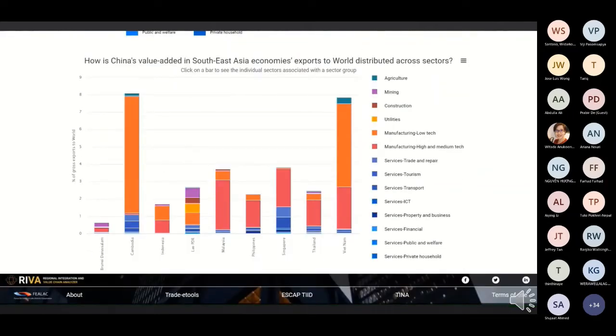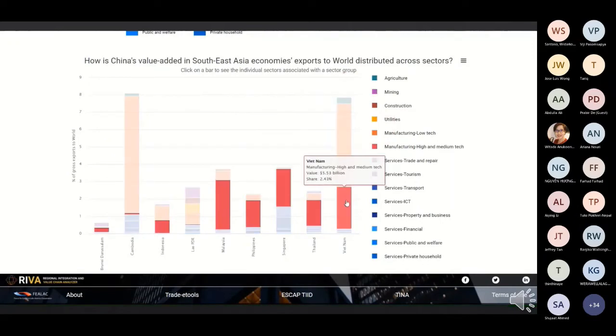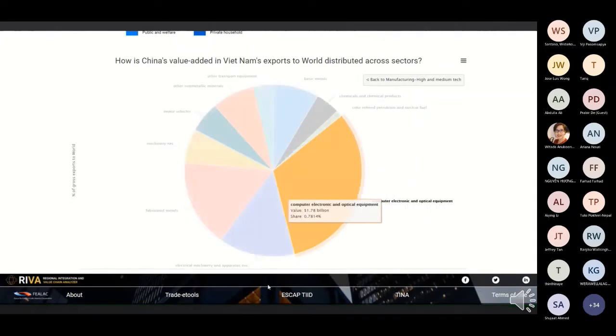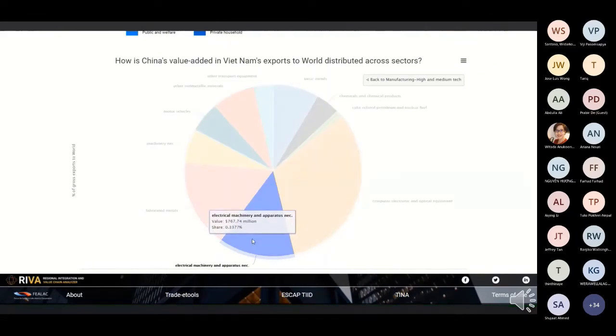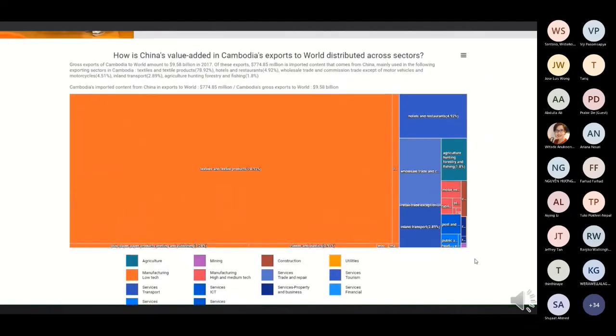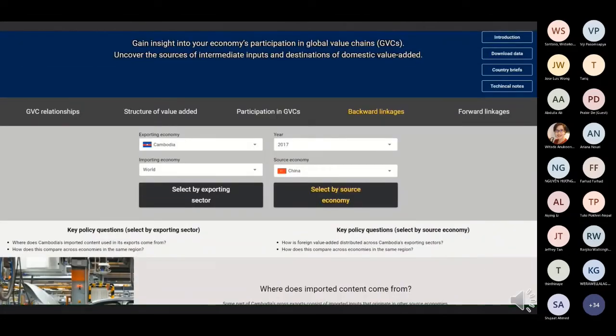Among ASEAN countries, Cambodia and Vietnam are the most heavily dependent on inputs from China, but Vietnam is connected with China in a higher-tech manufacturing segment than Cambodia. I want to see what is inside this China-Vietnam link in manufacturing high-to-medium tech. I click the dark red. What appears tells me that the links are about inputs from China that go into computer electronics and electrical machinery sectors of Vietnam.